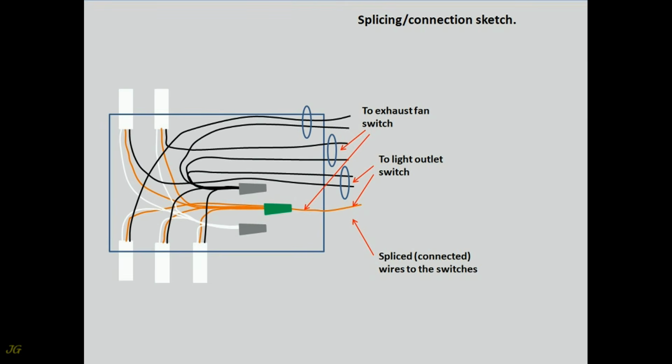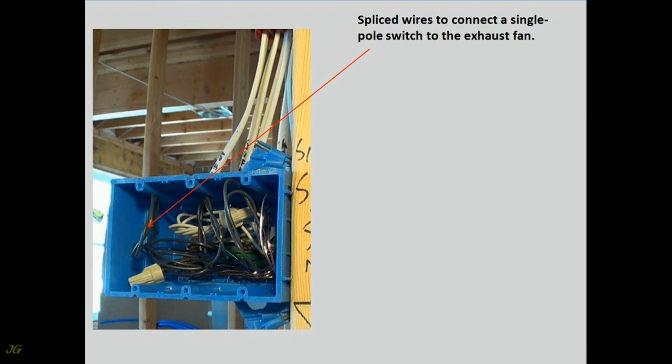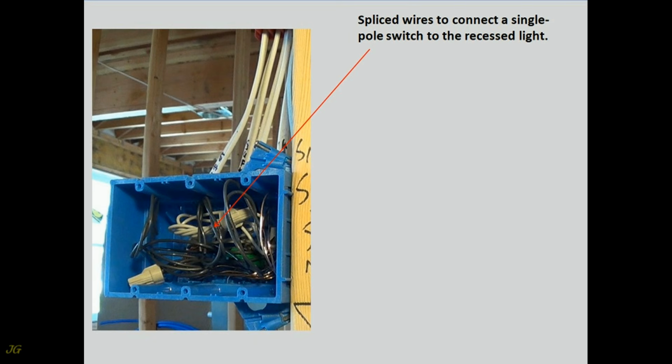Splicing, connection sketch. Spliced wires to connect a single-pole switch to the exhaust fan. Spliced wires to connect a single-pole switch to the recessed light. Spliced wires to connect a single-pole switch to the vanity light outlet.